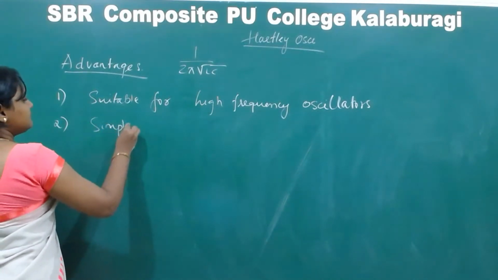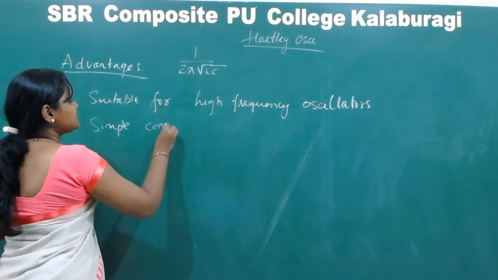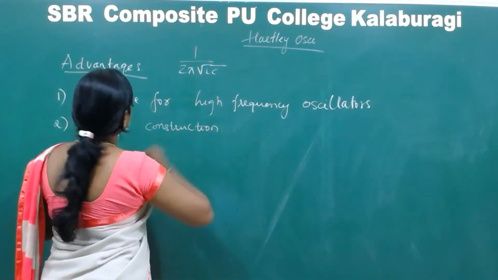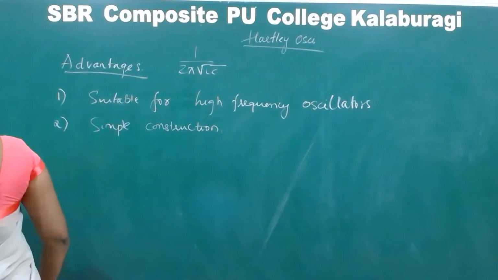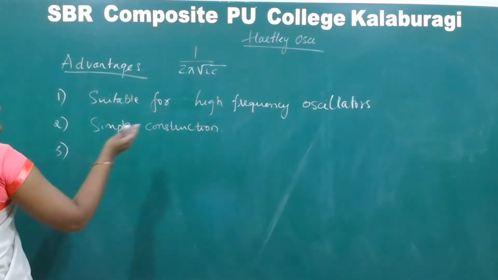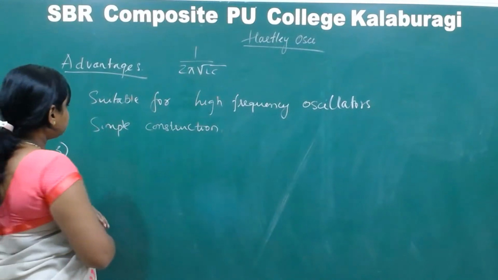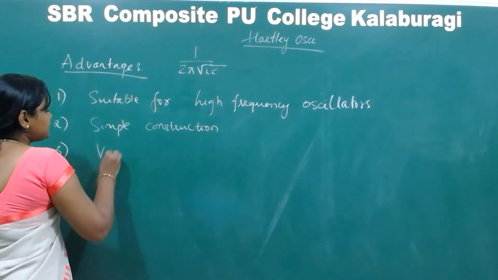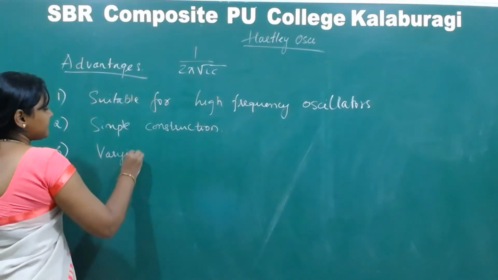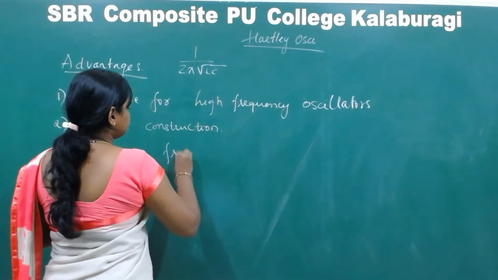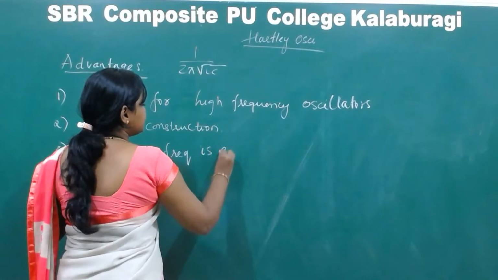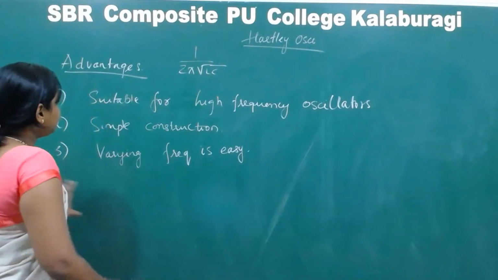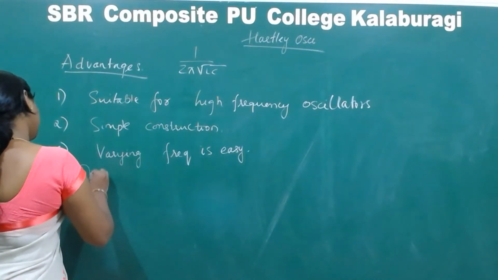Simple construction. Construction is very simple. Just by changing the value of the inductor and capacitor, the frequency can be changed. Varying frequency is easy. So easily the frequency can be modified. So these are the advantages.